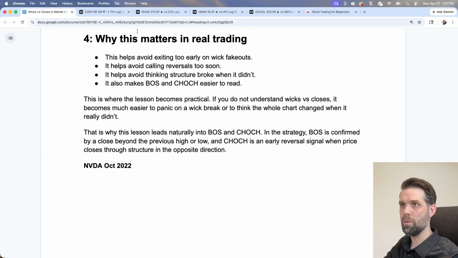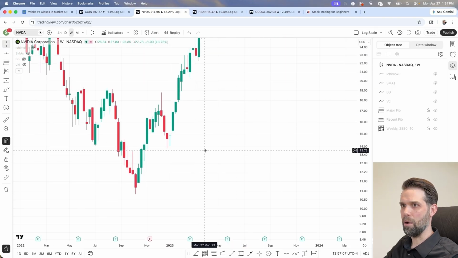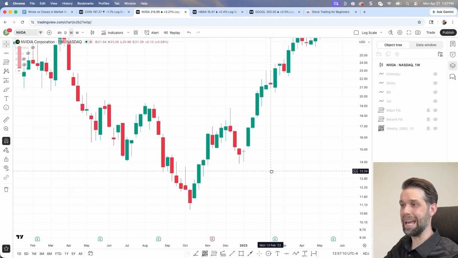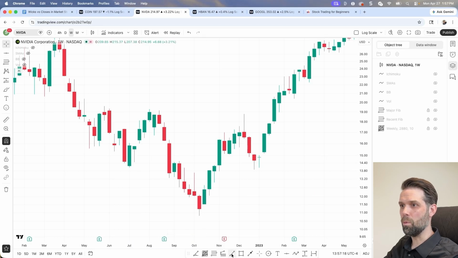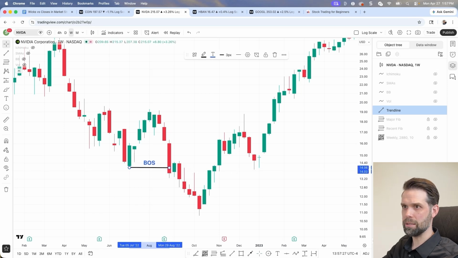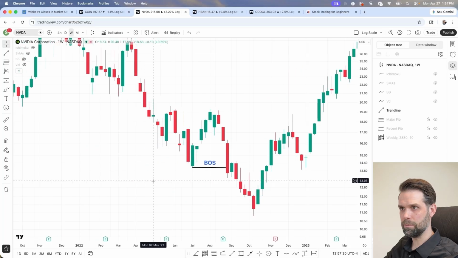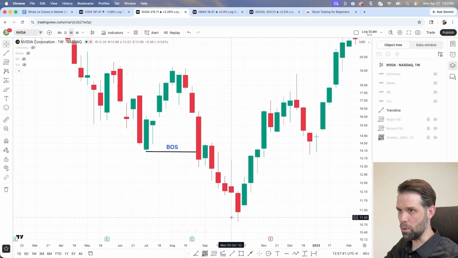And also in relation to NVIDIA, we can go back in time and look at where things really had a change of character for NVIDIA in this October 22 low. Here we can see that we had a break of structure to the downside right here. So we had a BOS. Basically, this red candle, we can zoom in and see that it closed below this wick. Therefore, that's a break of structure, a trend continuation. We continued going down to this low.